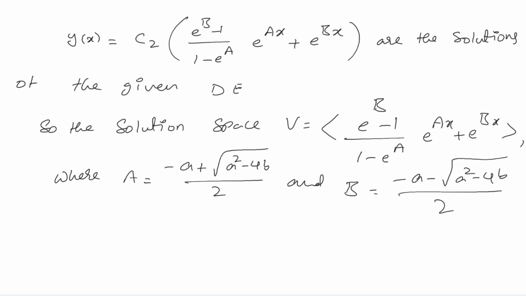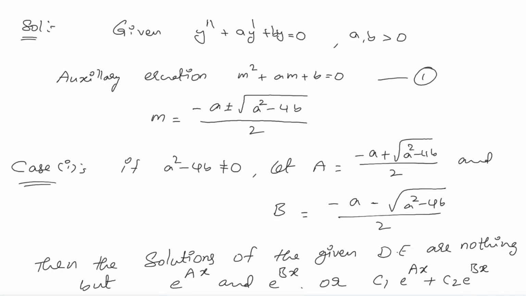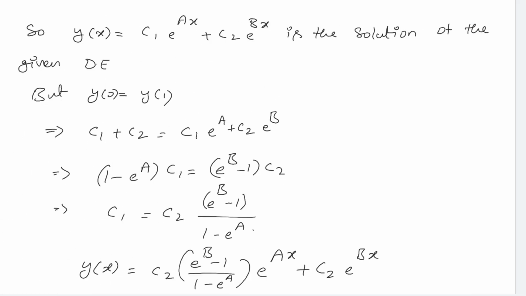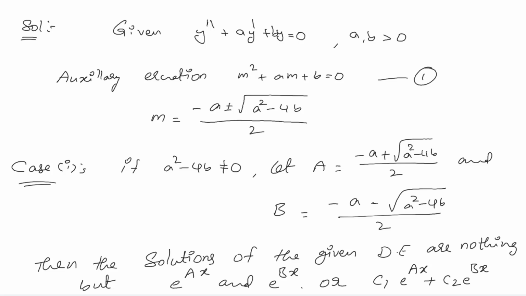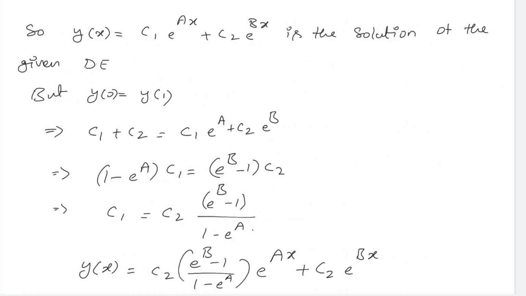This is one case. So whenever we have the condition that a square minus 4b is non-zero, we have the dimension of V is 1. And we have another case. Case 2: if a square minus 4b equal to 0, then from the auxiliary equation, when this term is 0, the only solutions of this equation are nothing but minus a divided by 2 repeated twice.